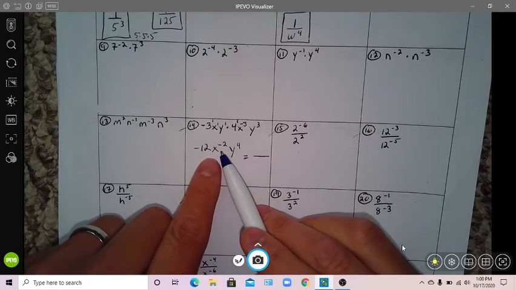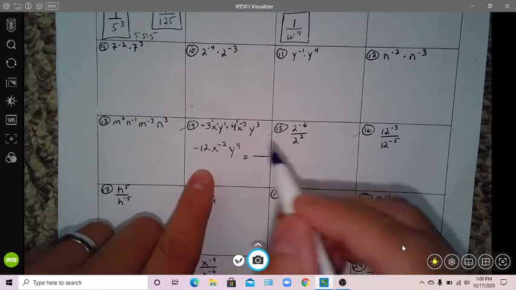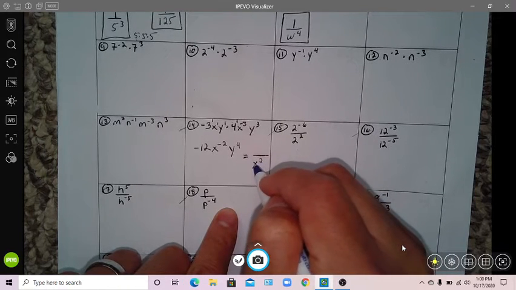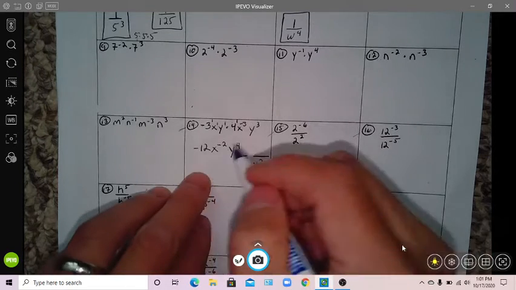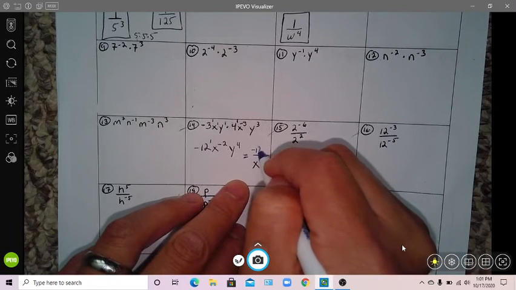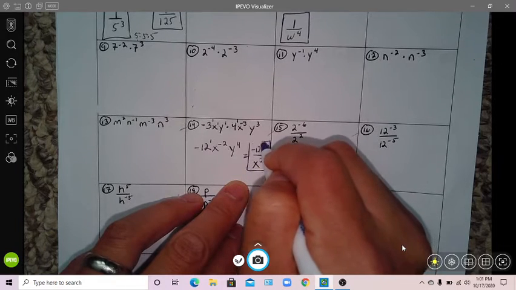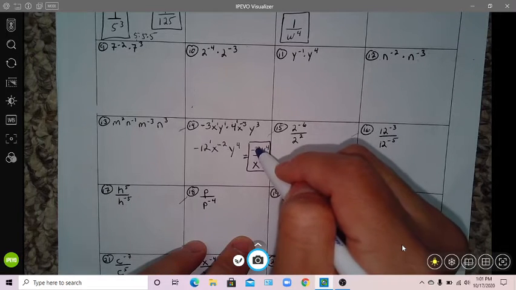That negative exponent, x to the negative 2, I'm going to put in the denominator as x to the positive 2. Everything else that doesn't have a negative exponent, this negative 12 has an exponent of a positive 1, will stay in the numerator. So it's negative 12 y to the 4th in the numerator, x squared in the denominator.